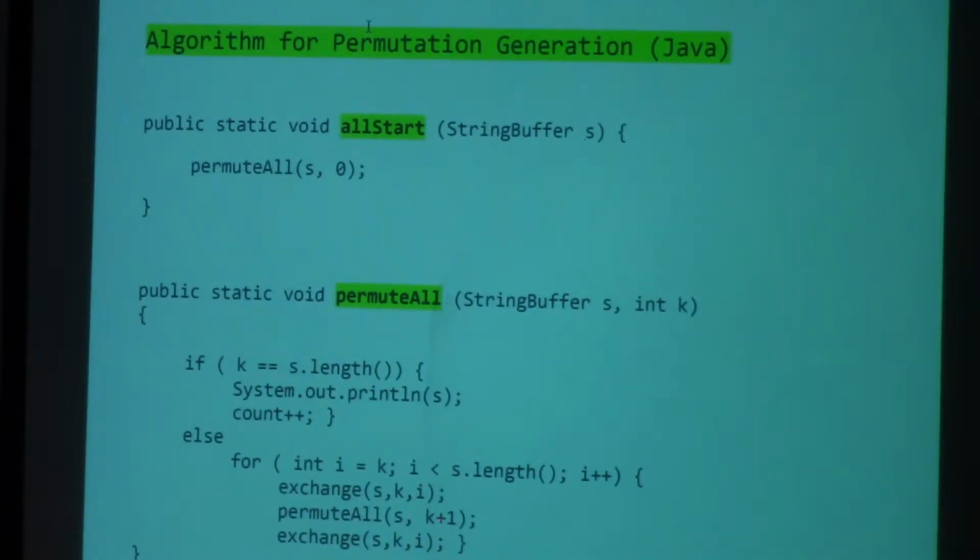Permute. K equals 2. Exchange 1 with 1, that means A with A. And call the string with 2. K is equal to 2, I is equal to 2, K is equal to 2. Exchange 2 and 2.